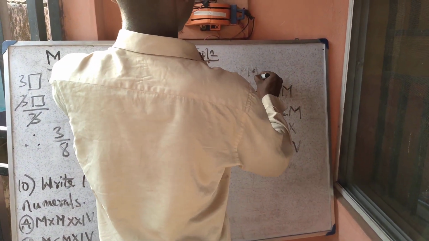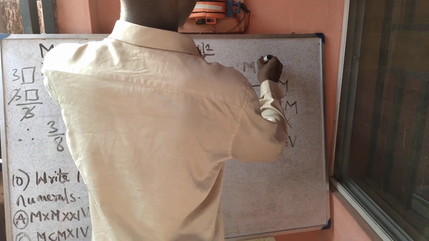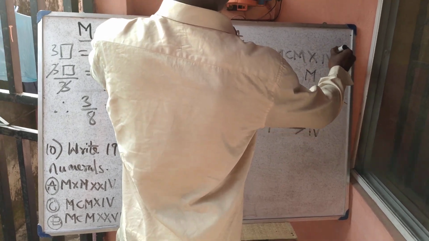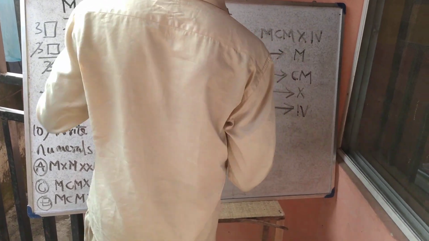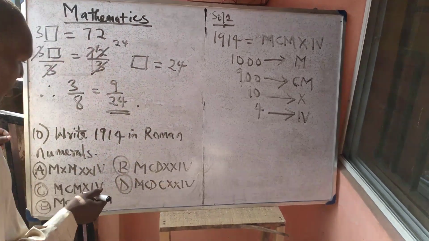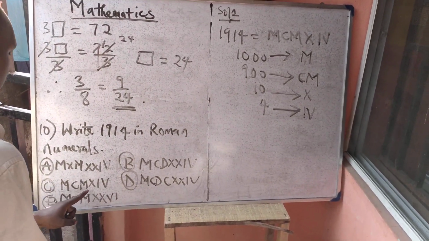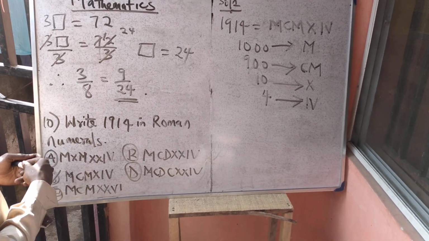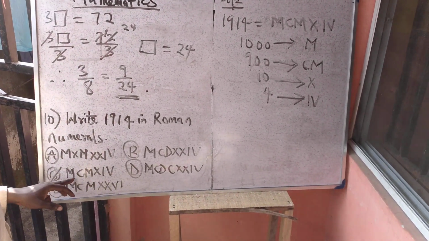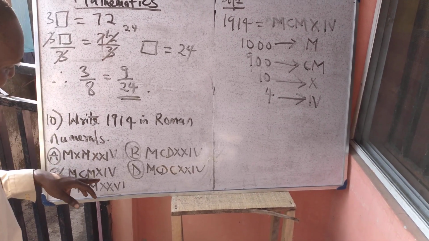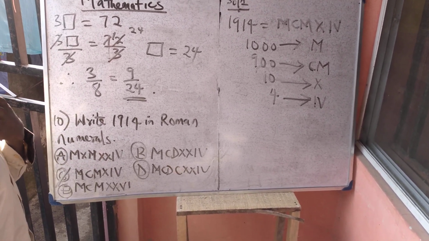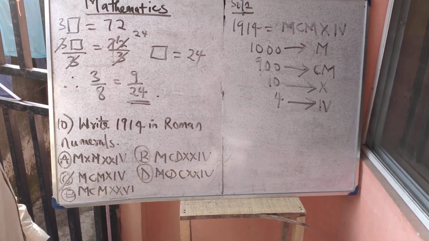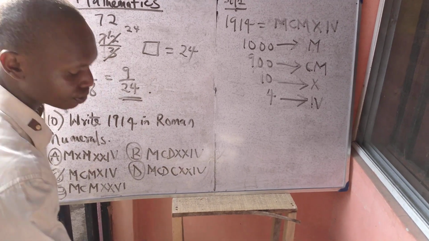So this then becomes M, CM, X, IV. Okay, which is MCMXIV. That is option C. Option C is the answer. MCMXIV. So that is 1000. CM is 900. X is 10. And IV is 4. That is 1914.